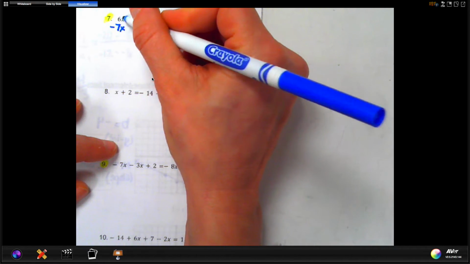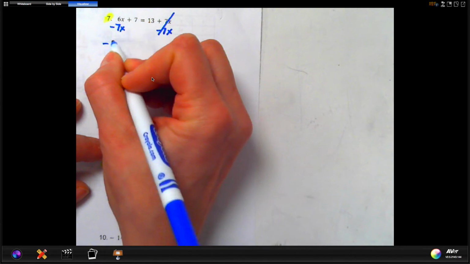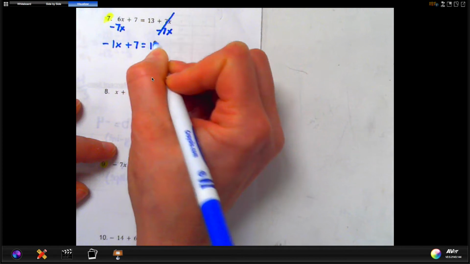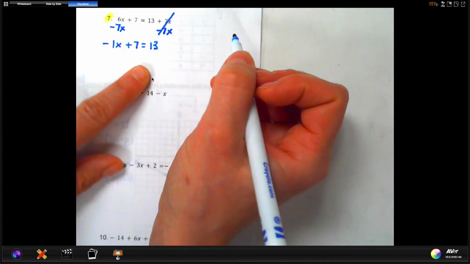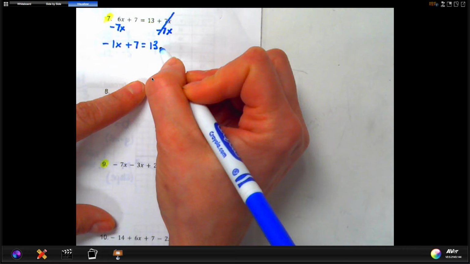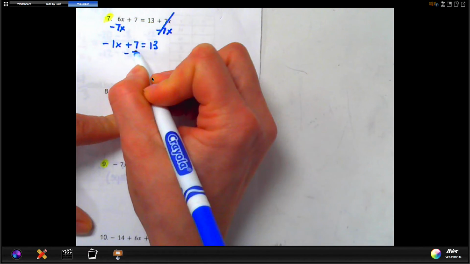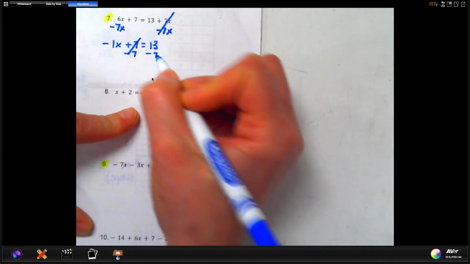All right, so 6x minus 7x is negative 1x. Bring down your plus 7 equals 13. Now you have a 2-step equation again. So 13's safe, and we're going to undo the rest of it. So the opposite of plus 7 would be minus 7. Cancel that.